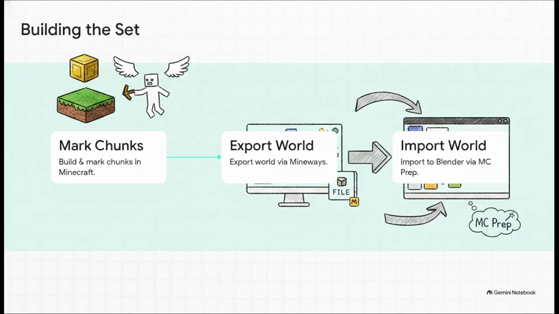Getting your world onto the Blender stage is actually a super seamless pipeline across a few tools. First, you just open Minecraft, fly around, and physically mark the chunk of the world you want using a really bright block, something like gold, so it's super easy to spot from the sky. Second, you close the game and open up an exporter tool, like Mineways or JMC2OBJ, to select and export that specific chunk. Finally, you jump back into Blender, use a totally free add-on called MC Prep, and import the world. It'll automatically generate all the correct block textures for you.